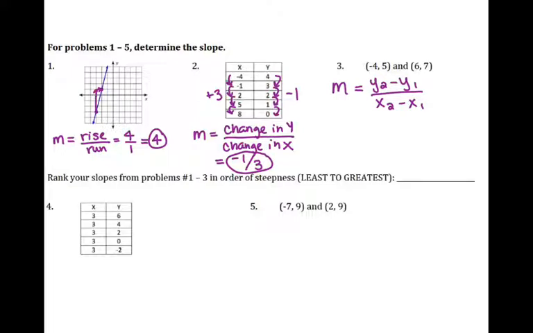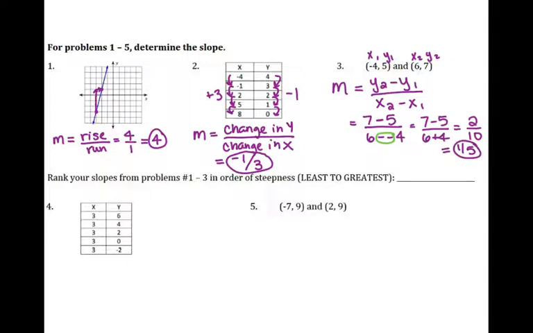So I'm going to start by labeling my points x1 and y1, x2 and y2, and I can plug it into my formula. So y2 is 7 minus y1 over x2 minus x1. Now right here I am subtracting a negative value, so that is the same thing as adding. So I have 7 minus 5 over 6 plus 4. So 7 minus 5 is 2 over 10, which reduces to 1/5.